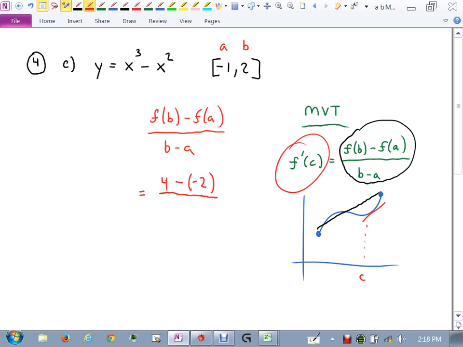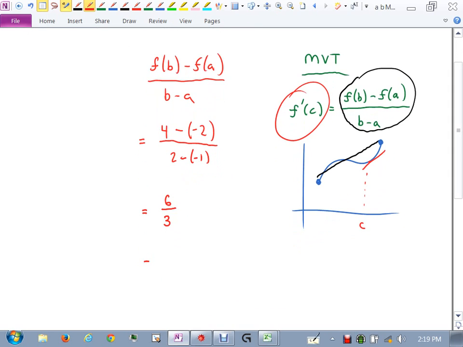Over, what's b minus a? 2 minus negative 1, so that's going to be 3. So your top is 6, your bottom is 3, so this is 2. Okay? The right side of this is 2.